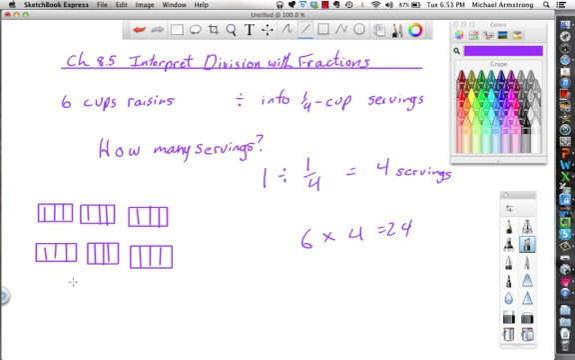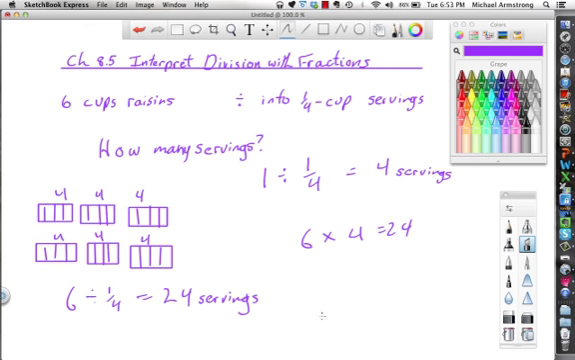Okay, so we can see how that looks. Then we can think about the division problem: 6 wholes divided by 1/4. Count the total. There's 4 in this one, 4 in this one, 4, 4, 4, 4. So 4 plus 4 plus 4 plus 4 plus 4 plus 4, or 4 times 6, is equal to 24. 6 divided by 1/4 should be equal to 24. So there should be 24 servings.